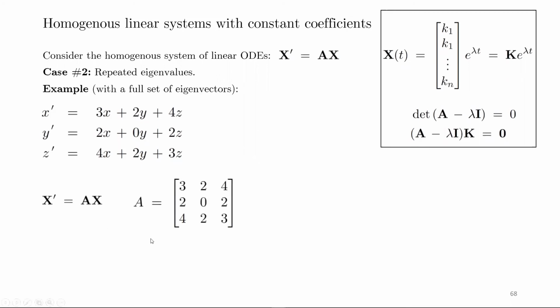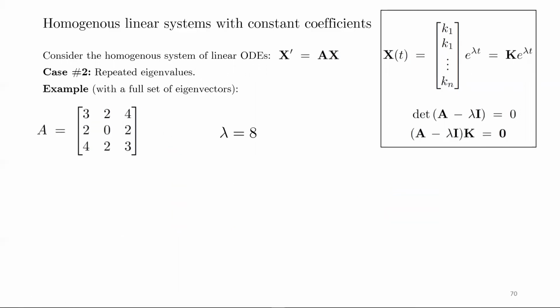Again, the first column of A is the coefficients in front of x in the 3 equations, so 3, 2, and 4, and so on. I'm going to leave this to you to find the eigenvalues of this matrix. You may like to pause this video and try to do that. If you do, you should find that lambda 1 is equal to -1 with multiplicity 2, so lambda 1 is a repeated eigenvalue. And lambda 2 is equal to 8, an eigenvalue of multiplicity 1, so it's not repeated.